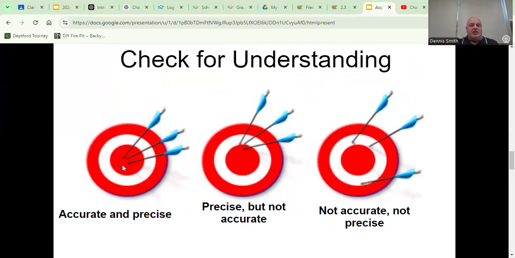Accurate and precise here because everything's in the bullseye. Just above the bullseye, they're all together, but they're not accurate. So that means they're precise. And then these 3 that are all spread out all over the place, that is neither accurate nor precise. And for this one, if there was a 4th arrow up here, you could throw that out. But we'll talk more about that later on in the year. So hopefully that makes sense.